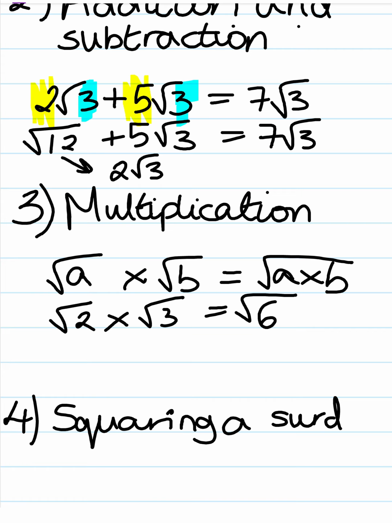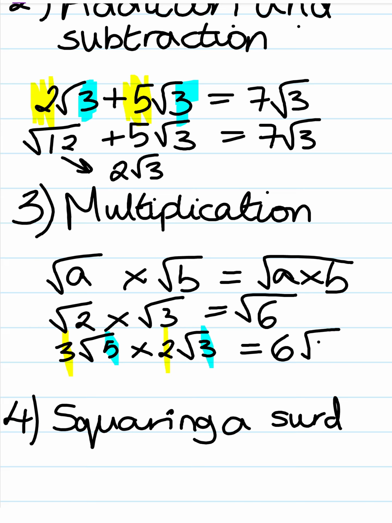If your surd has coefficients in front, for example, 3 square root 5 times by 2 square root 3, you times the coefficients together, so 3 times 2 is 6, and you times the number inside together, so 5 times 3 is 15, and you get 6 times the square root of 15 as your final answer.